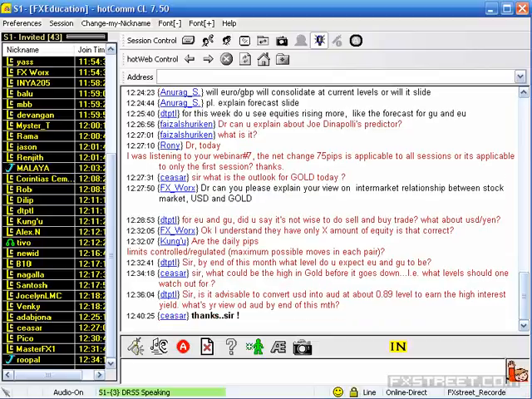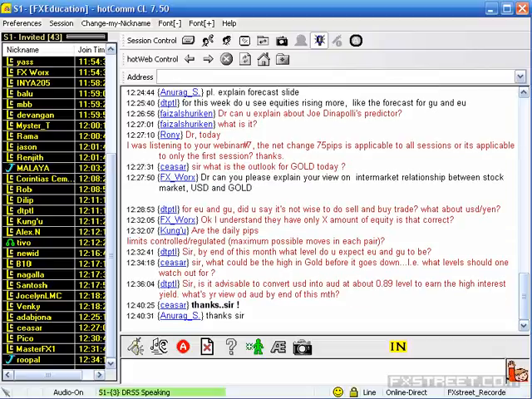It is advisable to convert USD into AUD at about the 0.89 level to earn the high interest yield. What is your view? Already AUD has gone up, sir, and you could have done it when it was around the 0.80 level, then you would have earned quite a lot.